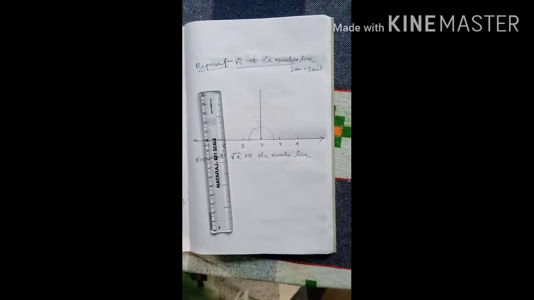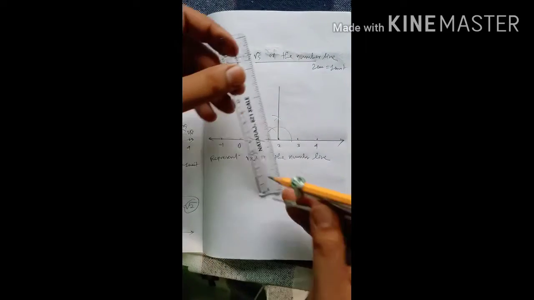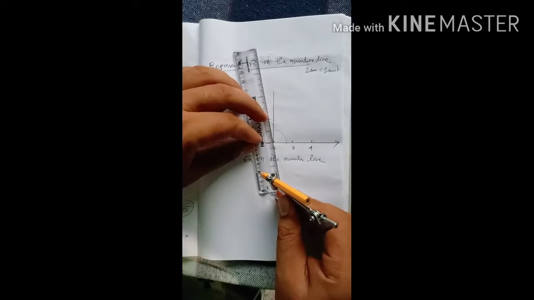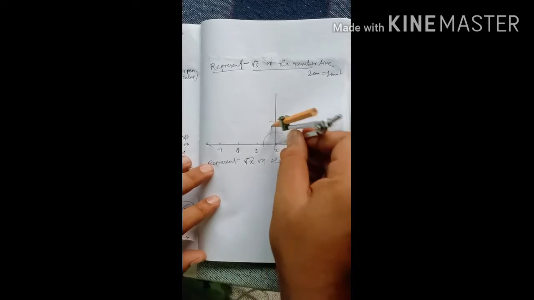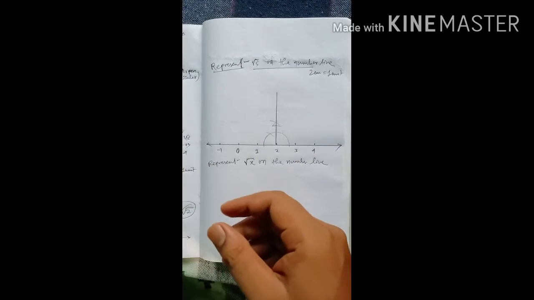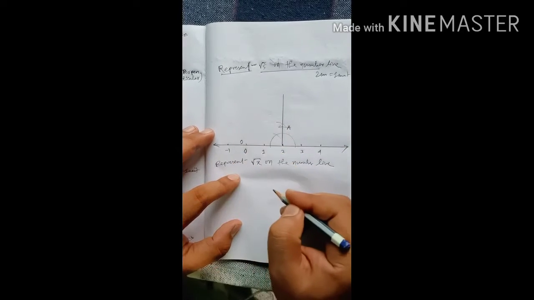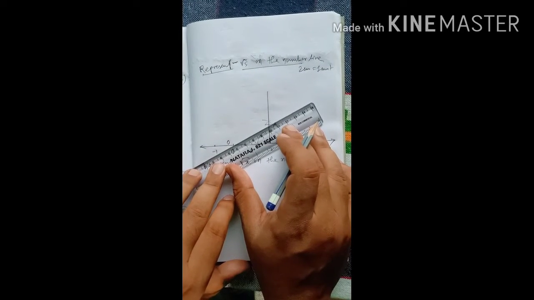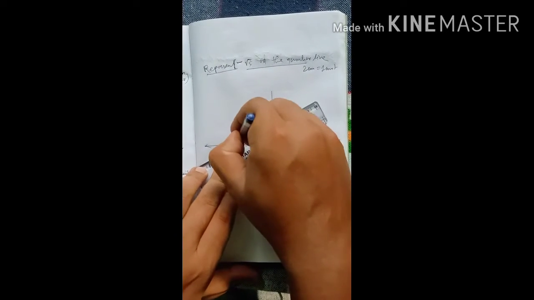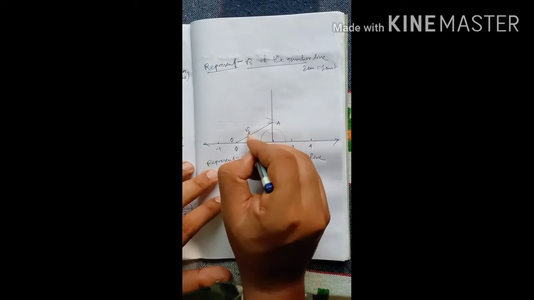Next, what will I do? Again, I will measure 1 unit, that is 2 centimeter here, and intersect on the number line, and name this point as A, and here this point is O. So if I join OA, then the distance OA will represent root 5 unit.